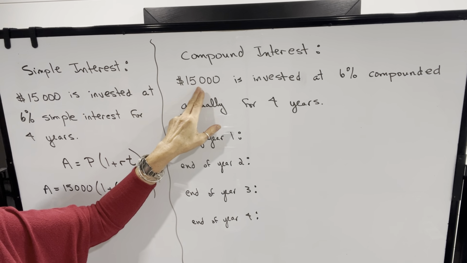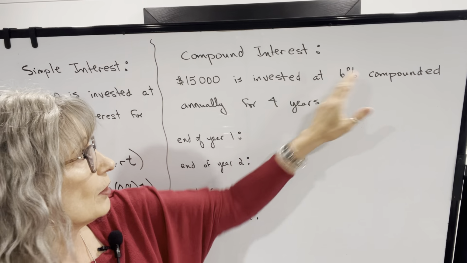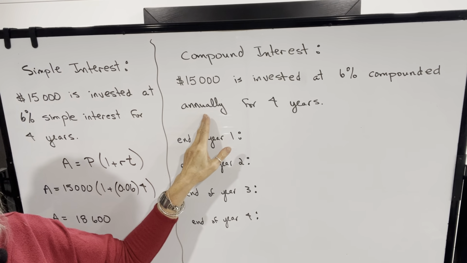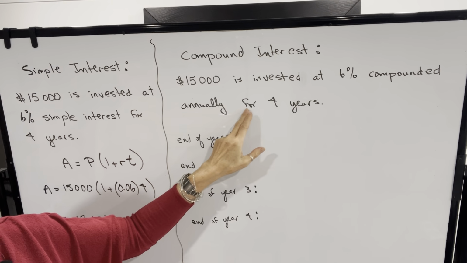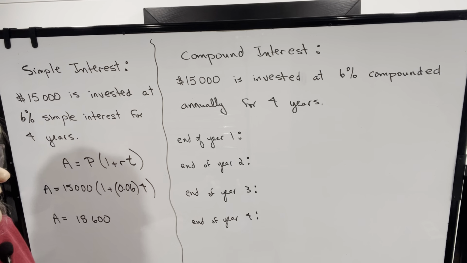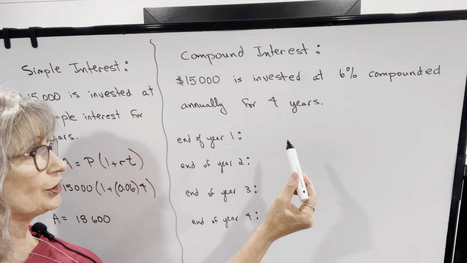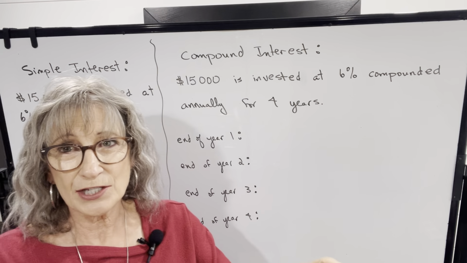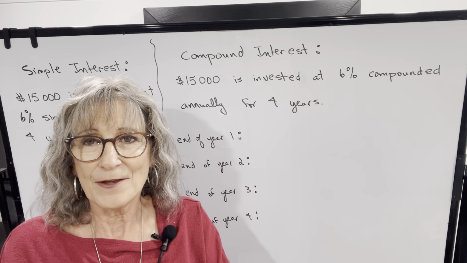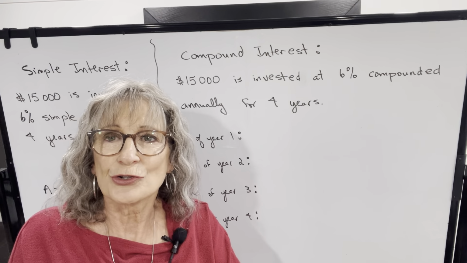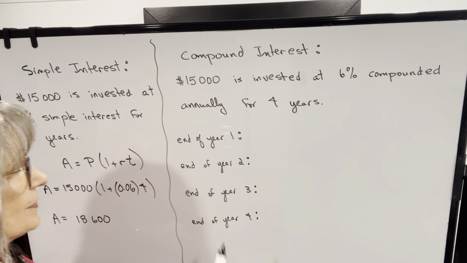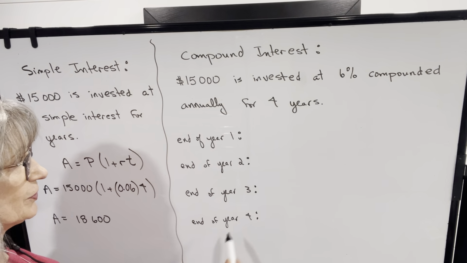So $15,000 is invested at 6% compounded annually. That tells us how often it's compounded, for 4 years. So that means at the end of each year, the interest that's earned in that year gets added to the principal, and then for the next year, interest is earned on that total. So let's take a look at what's happening at the end of each of the years.